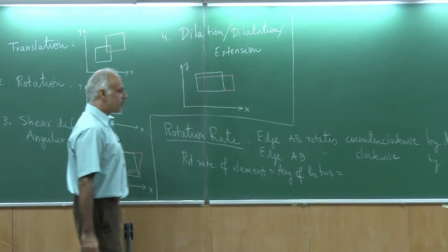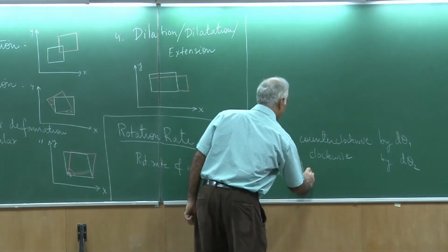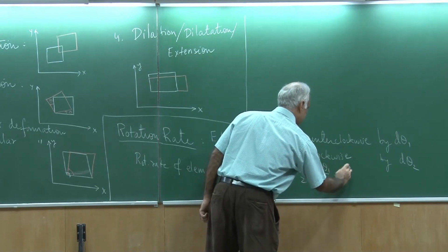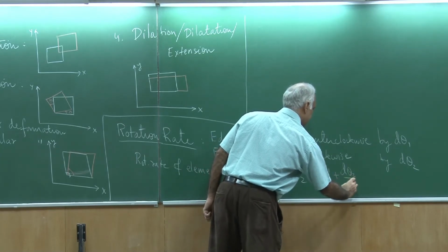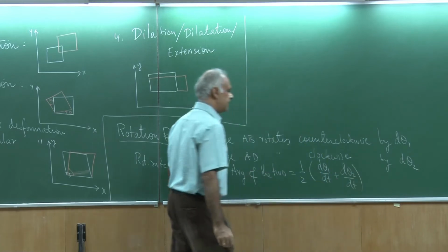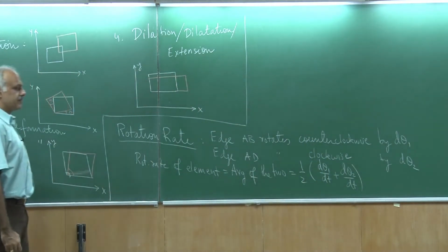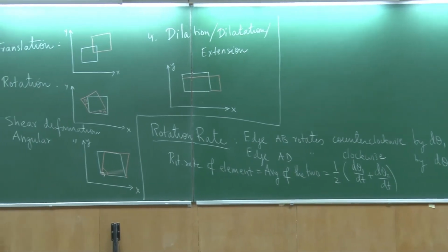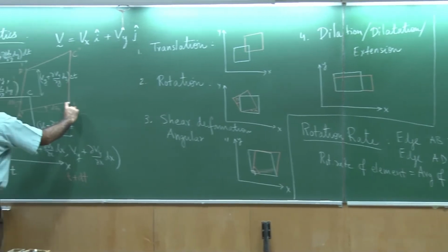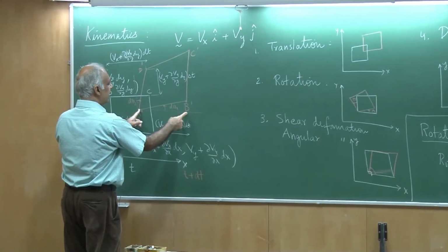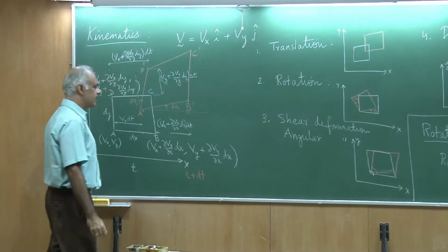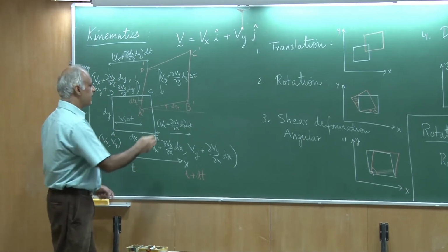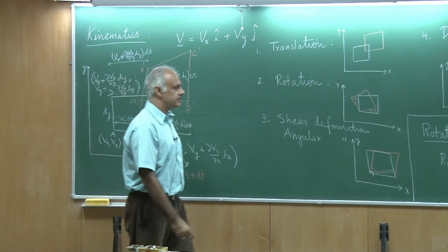Okay. And therefore, I would simply say this is half of d theta 1 by dt plus d theta 2 by dt. All right, let us estimate d theta 1. So, I want to estimate this distance. This I can say is actually the new distance, but it is roughly equal to dx. So, I can get the estimate of d theta 1.